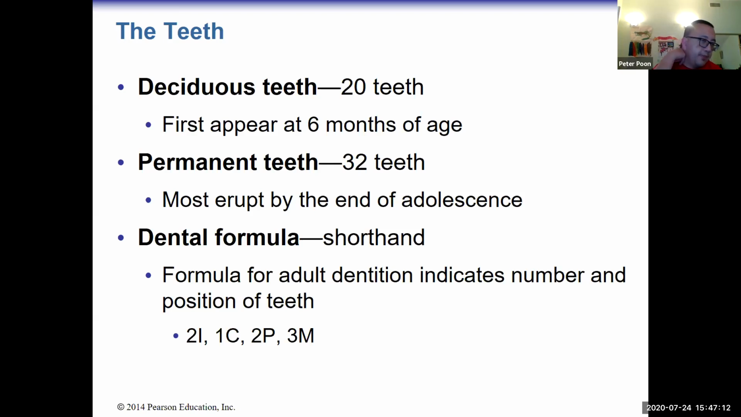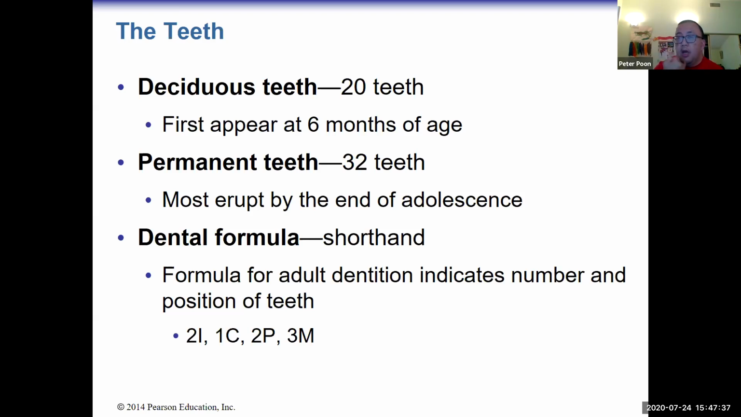Teeth: you have deciduous teeth, which appear first at 6 months of age. These are also known as your baby teeth. And then you have permanent teeth. You have 32 permanent teeth and they erupt by the end of adolescence. So in dental shorthand, 32 divided by 2 is 16, so you have 16 teeth on top and 16 teeth on bottom.